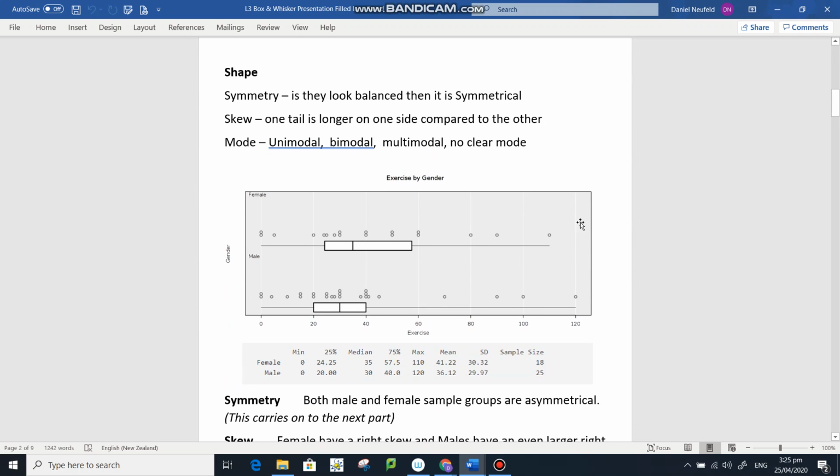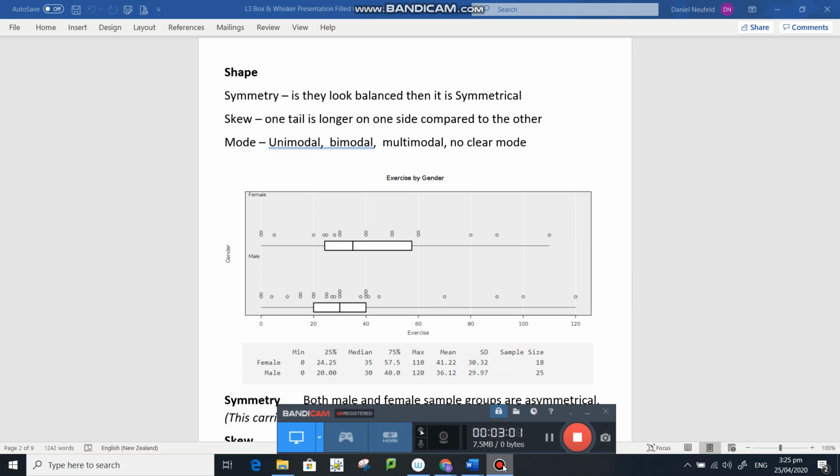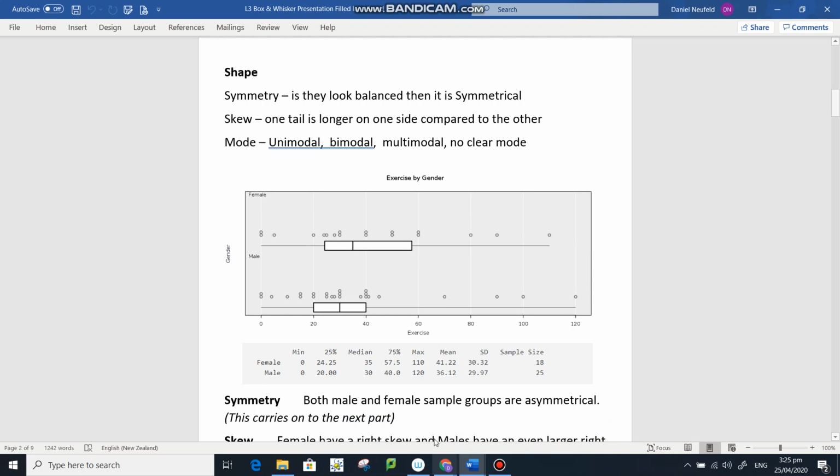First of all, to look at shape, we're looking at symmetry. If it looks balanced, pretty close, it doesn't have to be exact, then you can call it symmetrical. Skew is when one of the whiskers is longer than the other. In this case, definitely both of these are skewed. Both, that's longer than that one. And on this side, that's quite short and that's quite long.